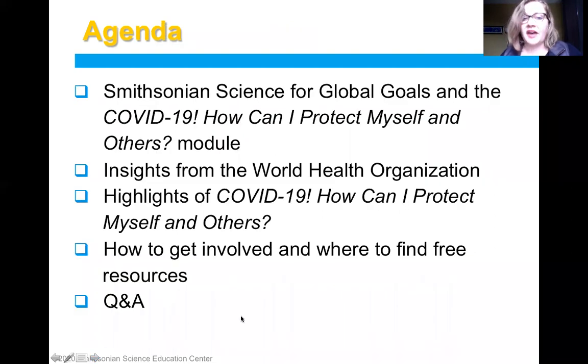So today we've got 5 things that we're going to work to cover. A quick overview of the Smithsonian Science for Global Goals project, and specifically the COVID-19 How Can I Protect Myself and Others module. And we'll have some insights from our friends at the World Health Organization, and then we'll walk through the highlights of the COVID-19 module. Finally, we'll give you some information about how you can get involved and where to find these resources. And we will conclude with the question and answer session.